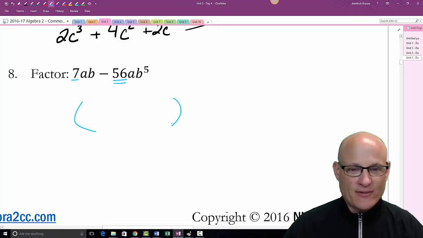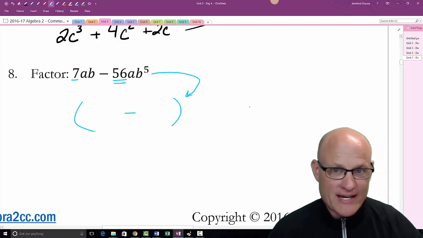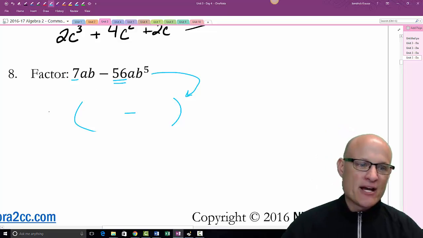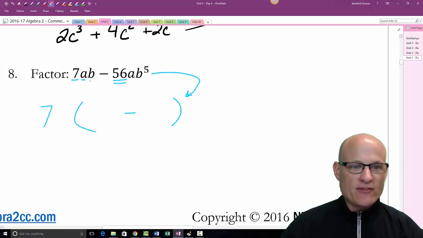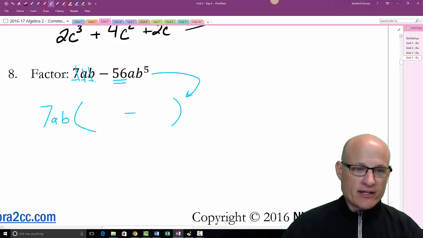As soon as I know I have a GCF, I'm going to copy this down. I have a binomial. I better end with a binomial. Don't forget that, kiddies. I know I'm taking out a 7. They also have an a in common, and they also have a b in common. So I can take out a 7, a, and a b.